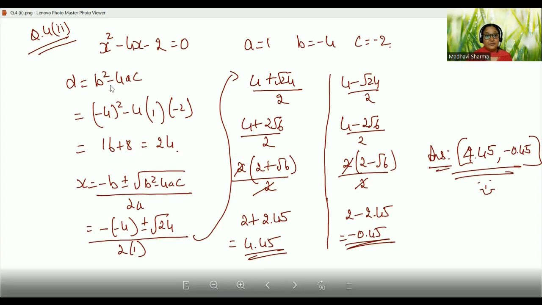D is b square minus 4ac. I have substituted the values. I got D as 24. I simply substituted the values of D here. Yes. Good. Let's go back.